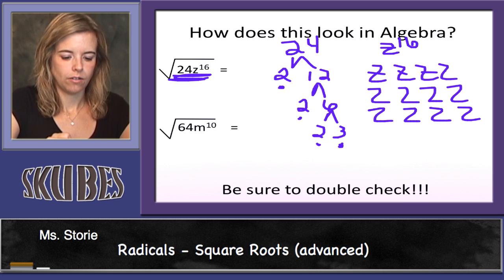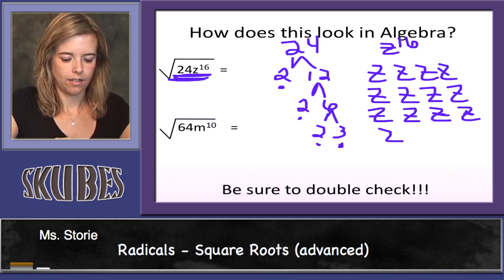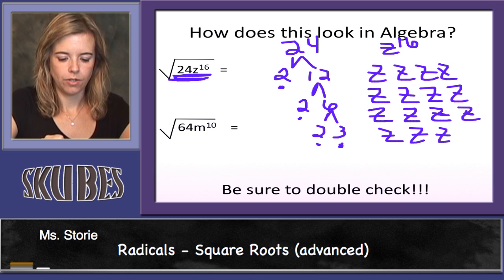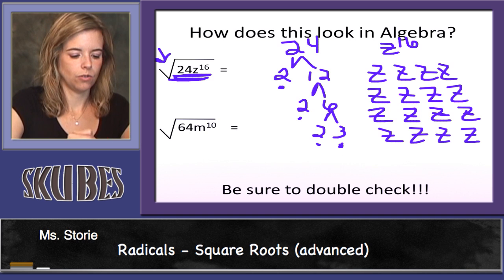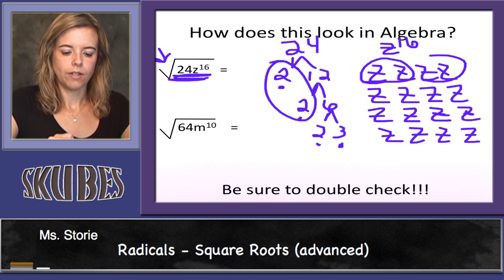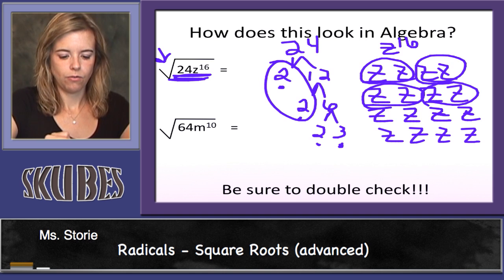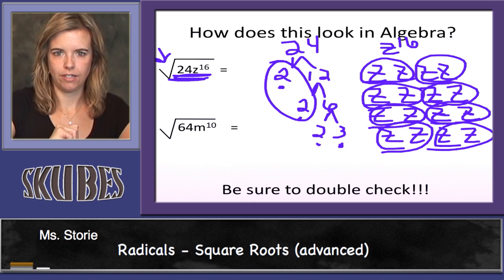So I've got 4 of these guys, 8, and I've got 12, and 4 more will make 16. After a while, when you get used to doing this, you can just see the number of pairs, but right now be sure to write it out so that your answer is correct. Again, the index is 2, so I'm looking for pairs. I have a pair of 2's. 1 pair is z, 2 pair, 3, 4, 5, 6, 7, 8 pairs of z's.